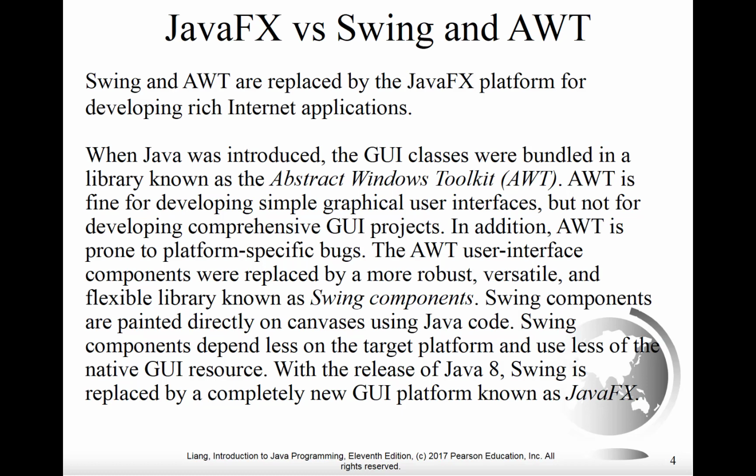Eventually AWT was replaced by something known as Swing. The advantage of Swing components was it depended less on platform-specific things and less on the use of native GUI resources. Starting with Java 8, though, Swing was completely replaced by what we are going to be studying in Chapter 14, specifically JavaFX.